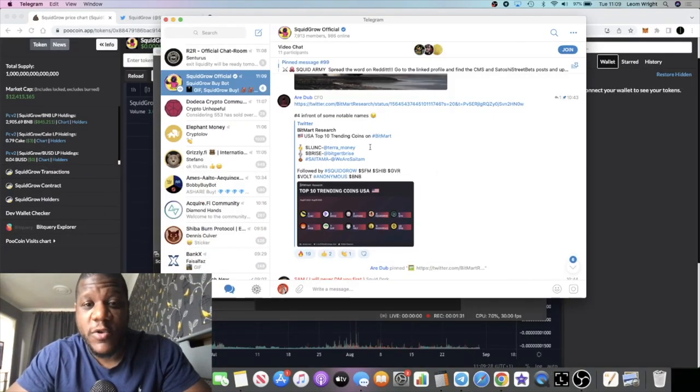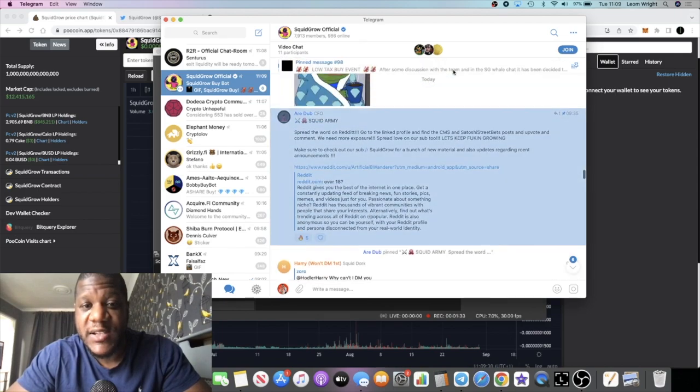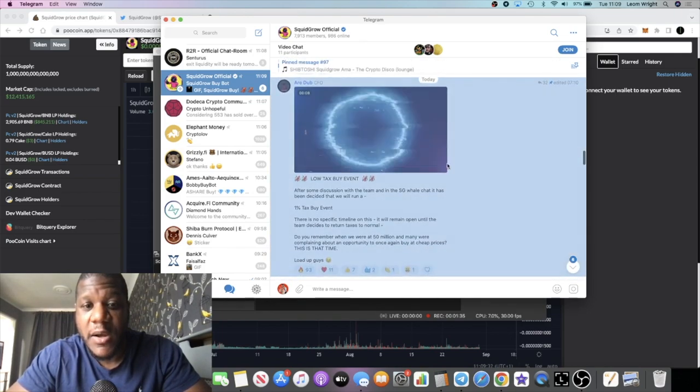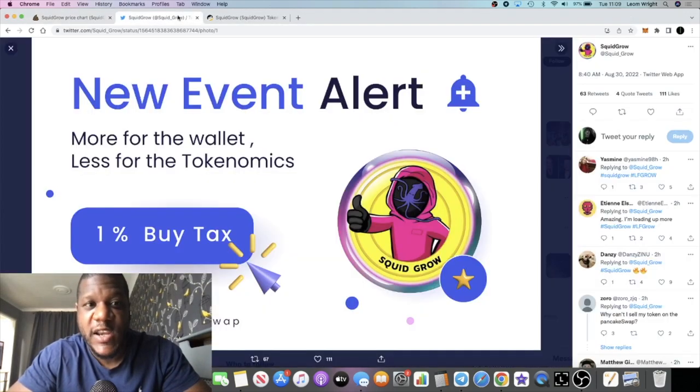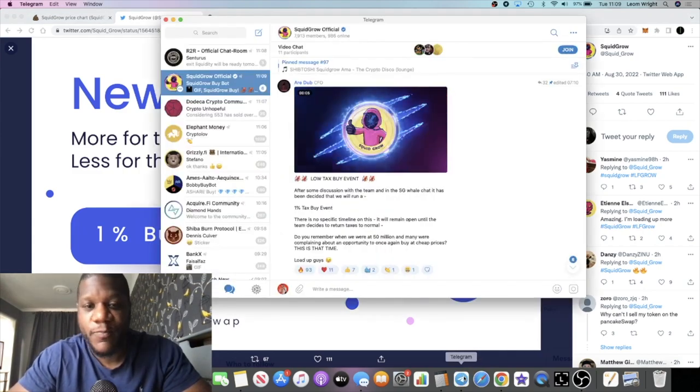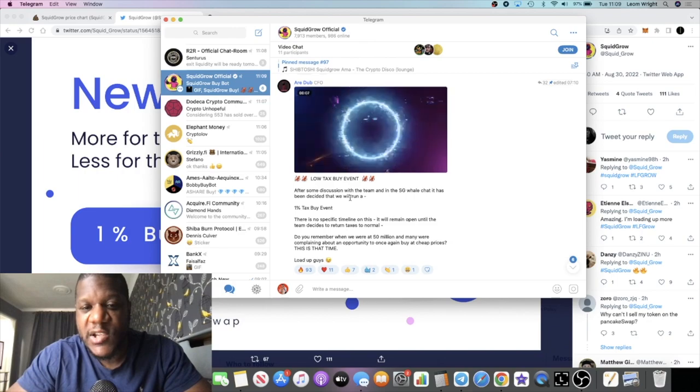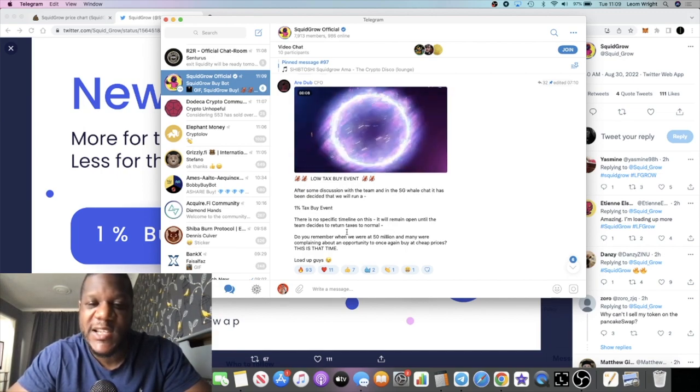Let's just talk about the buying event. There is a 1% buy tax event. In fact, if we go to Twitter, you will see the official announcement. 1% buy tax on PancakeSwap for Squidgrow. What they've actually said here is that after some discussion with the team and in the Squidgrow whale chat, it has been decided that we will run a 1% tax buy event. There is no specific timeline on this. It will remain open until the team decides to return taxes to normal.